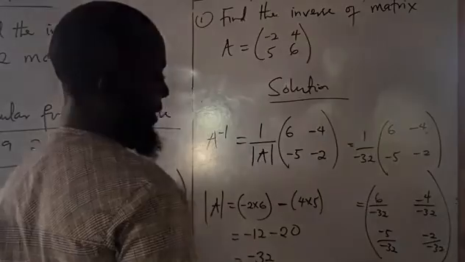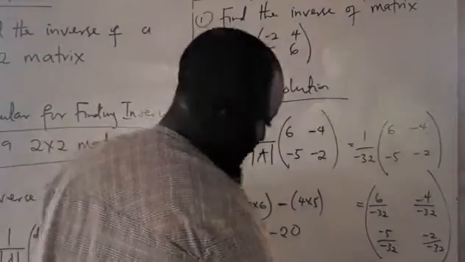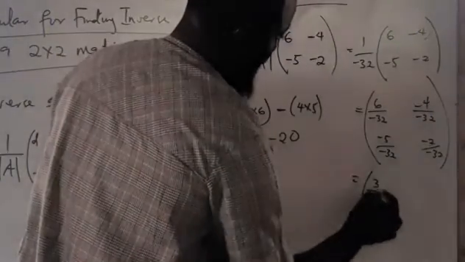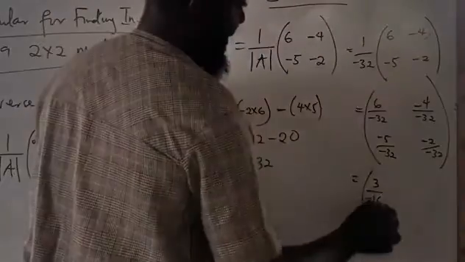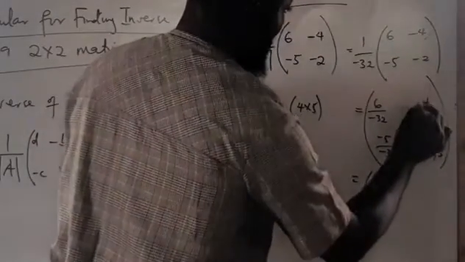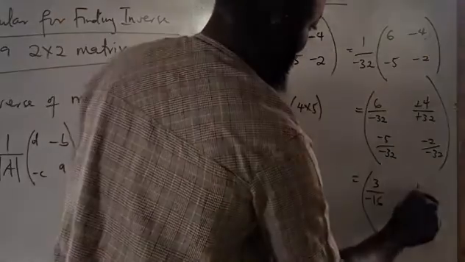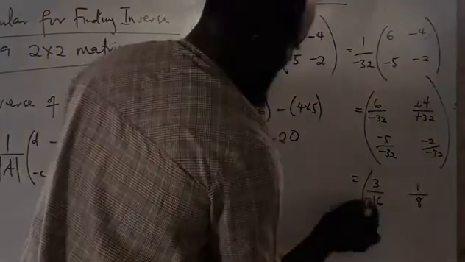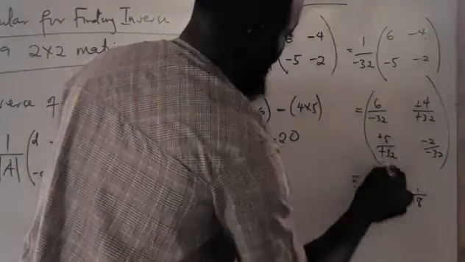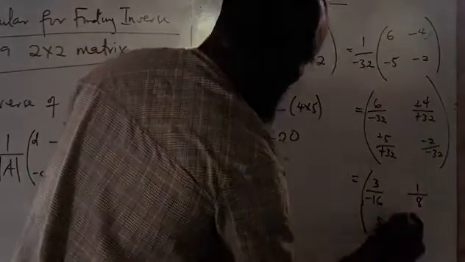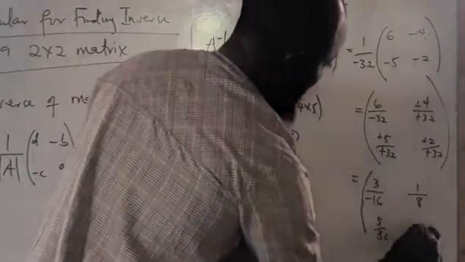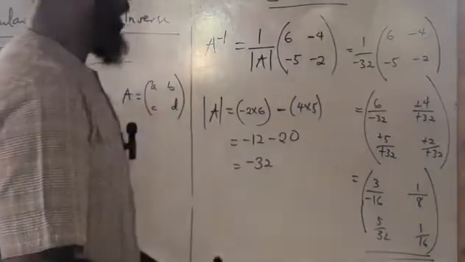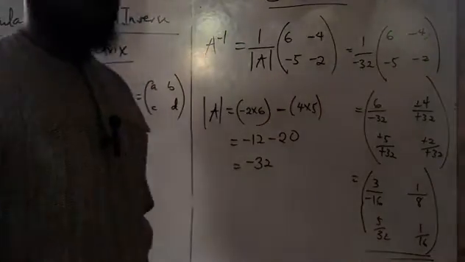So we then divide. Whichever one can go: 2 can go in this, 2 here, that will be 3; 2 in 32, that is 16. Then 4 can go in this one, minus we cancel minus. So 4 here, 1, then 4 in 32, that is 8. Then the lower part, minus we cancel minus, we have 5 over 32, then minus cancel minus, then 2 here 1, 2 here 16. So the inverse of this matrix is this. I hope this is very clear.